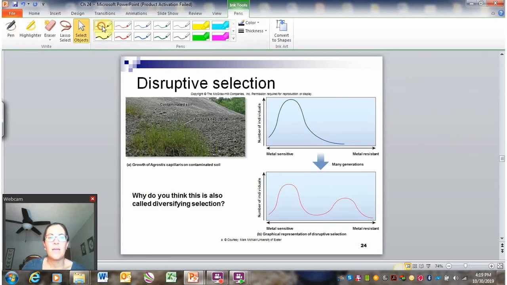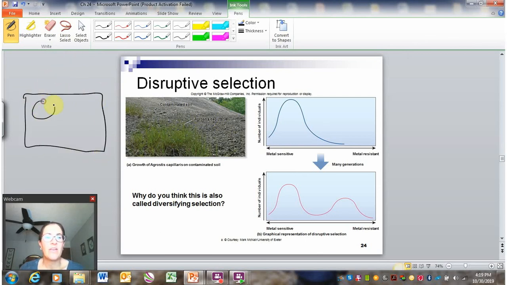So a classic example of this disruptive or diversifying selection is in the growth of this grass. So this grass lives in a heterogeneous or a non-uniform environment. So here's the environment. There's areas where there is heavy metal, and there's areas where there is not heavy metal. Heavy metal is poisonous. Okay, so normally plants exposed to heavy metal are going to die. How did the heavy metal get there? Humans. Okay, so this is contamination, usually from mining.